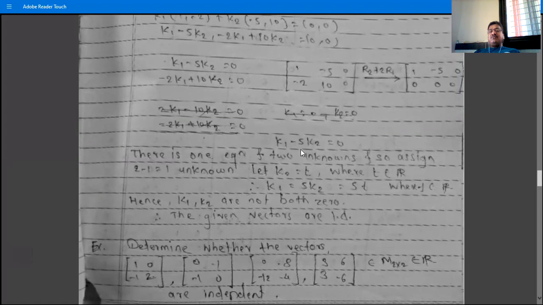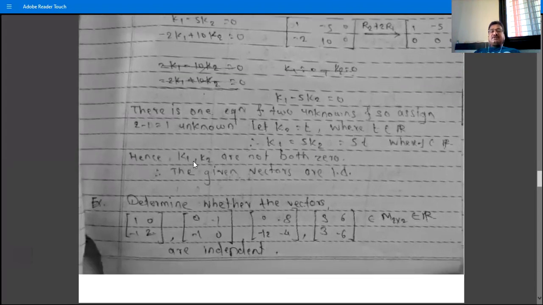Then K1 is 5K2, that is 5T, and hence K1, K2 are not both 0, because if you take T as 1, then K2 is 1 and K1 is 5. So we have a non-zero solution, and therefore K1, K2 are not both 0, and therefore the given vectors are linearly dependent.